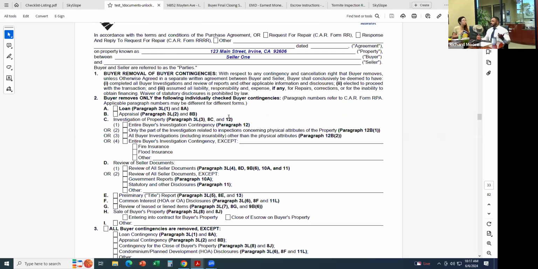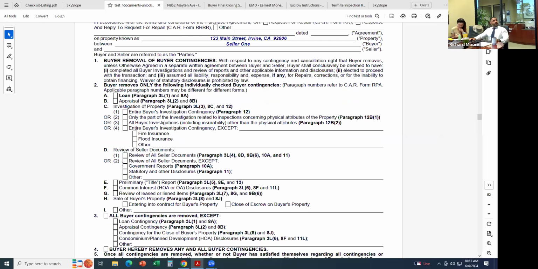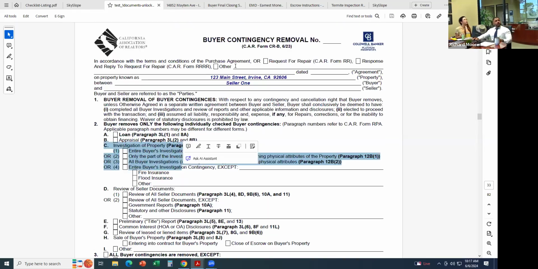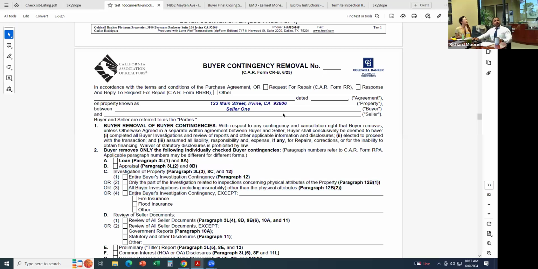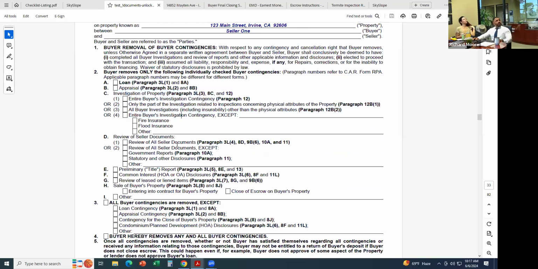And there might be one contingency removal form that removes everything, or you might have 2, 3, 4, 5 different contingency removal forms within the transaction. So say the first one is removing only the inspection contingency, so investigation right here. So we're gonna say C, we're gonna remove all of these. So that's gonna be one contingency removal. So on top, we're gonna say contingency removal number 1. And then maybe a couple days later, we're gonna remove the review seller documents contingency. So we're gonna check mark all of those.